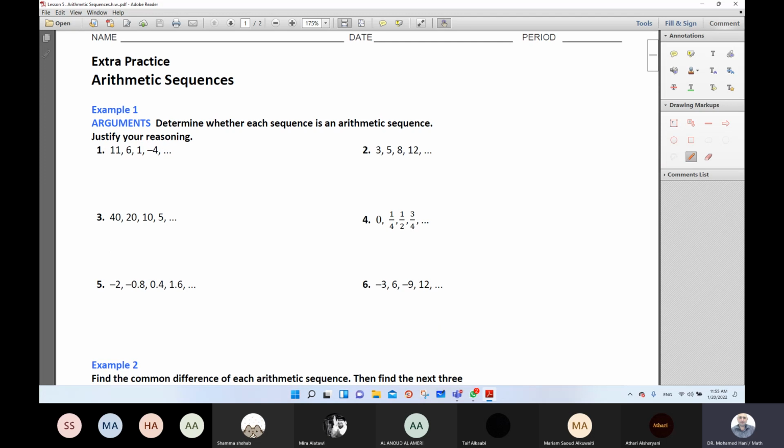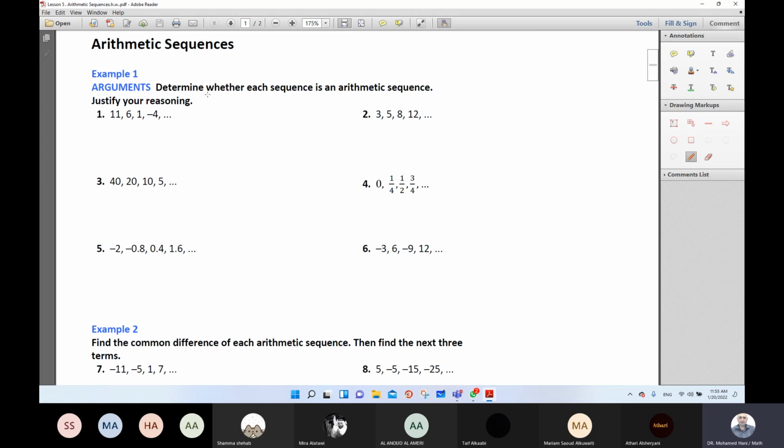So what is our lesson today? Arithmetic sequences. In this example, determine whether each sequence is an arithmetic sequence. Justify your reasoning. Who can tell me? Number 1, is this sequence arithmetic or not?